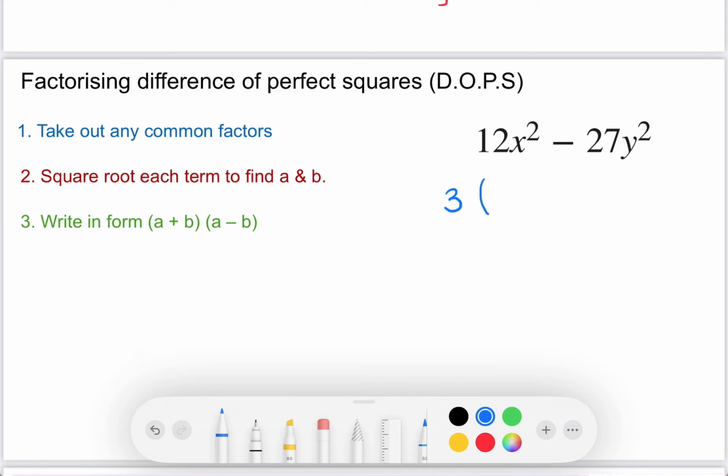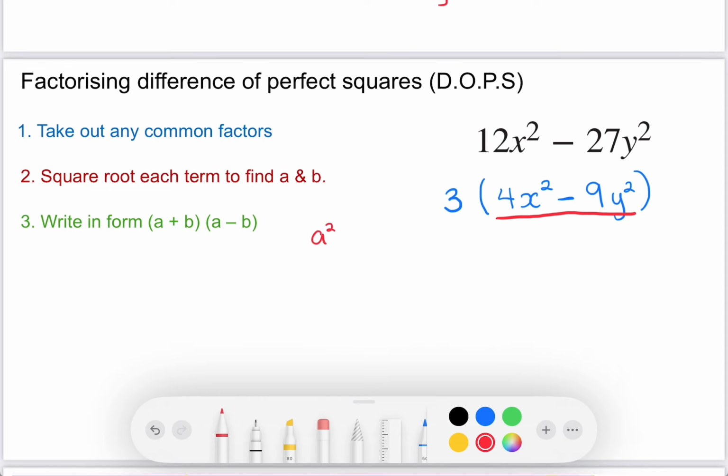So I'll take my 3 out the front, and then I'm just going to factorize. So 3 times 4 is 12, and I put my x squared on the end, minus 3 times 9 is 27, and I put my y squared on the end. Good. Now, I'm just going to deal with what's inside the brackets here. That 3 at the front is going to stay at the front of my whole expression now.